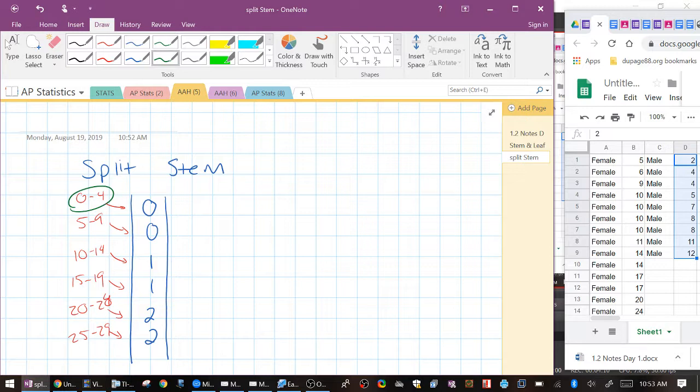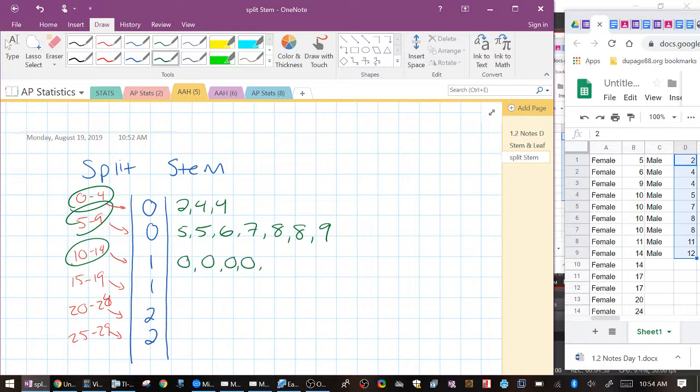All the 0 through 4s, I've got a 2 and a 4 and a 4. Okay, 5 through 9s, I've got 2 5s, I've got a 6, I've got a 7, I've got 2 8s, and I've got a 9. 10 through 14s, I still got 4 10s, so 0, 0, 0, 0. I've got 2 11s, so 1 and a 1. I've got a 12, and I got 2 14s.